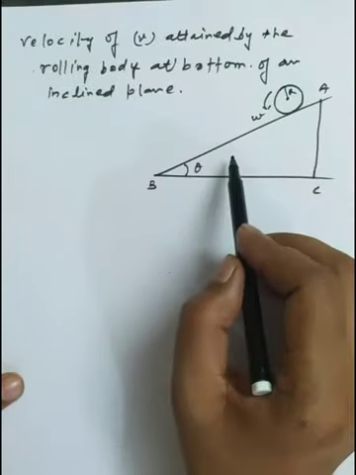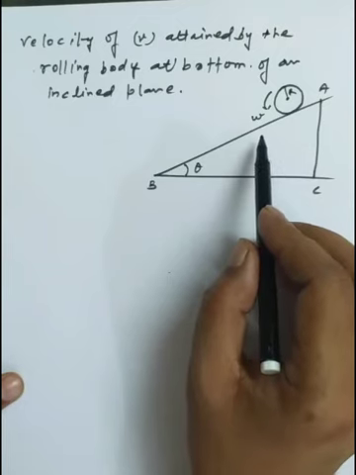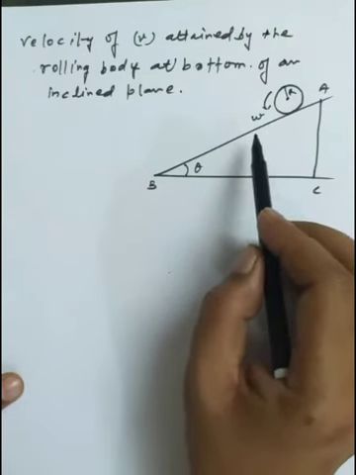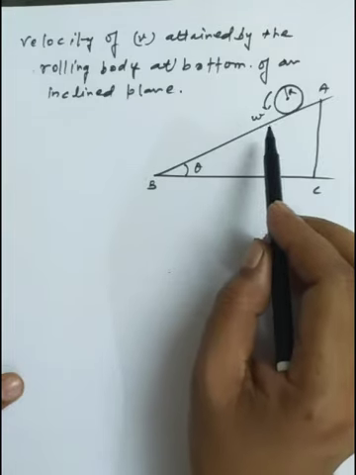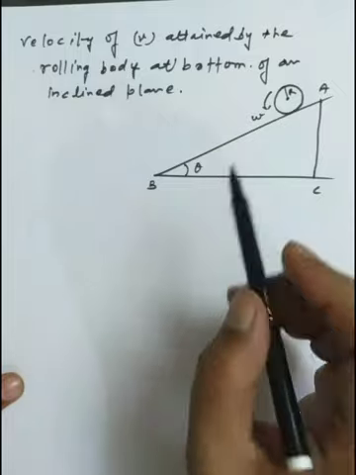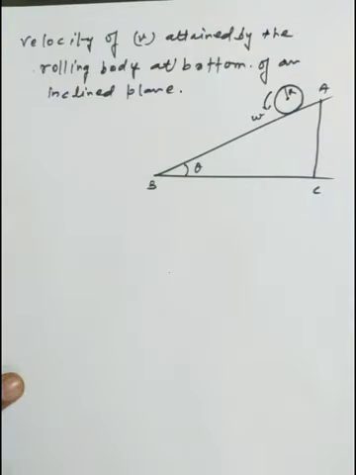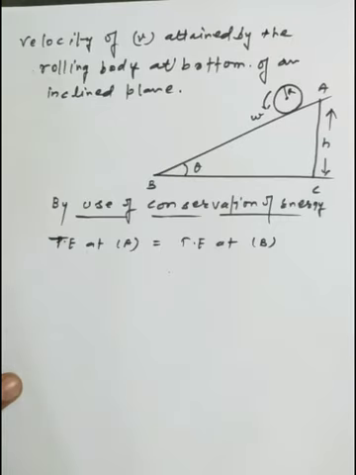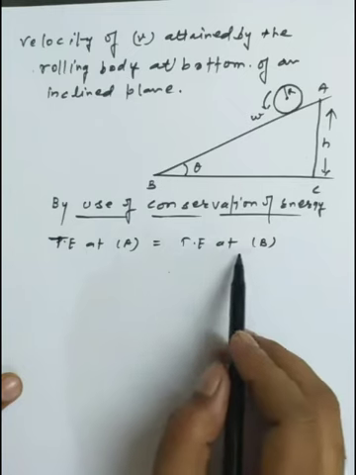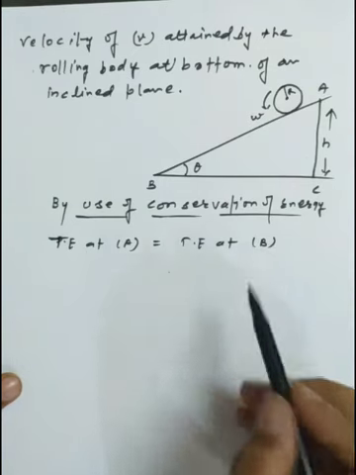Here I want to make a little correction: friction is necessary to make the rolling of the body. If it is slipping, there is no meaning of rolling. So friction plays the important role for its rolling. Now we have applied the basic rule that total energy at A is equal to the total energy at B for a rolling body.